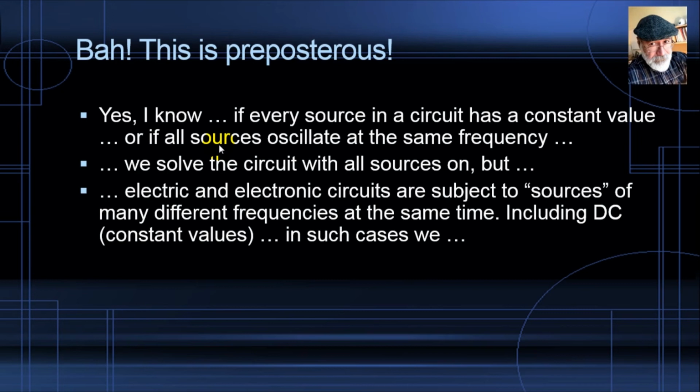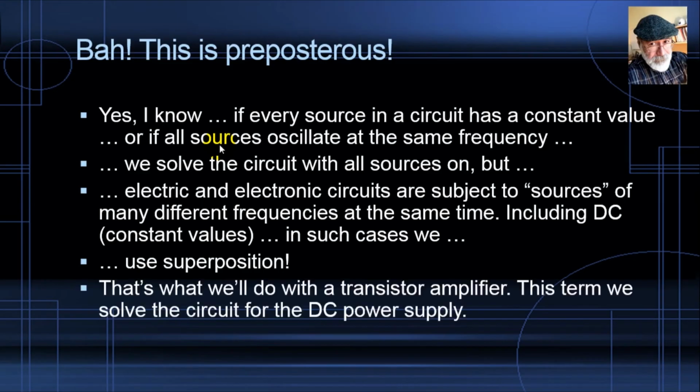However, electric and electronic circuits are subject to sources of many different frequencies at the same time, including DC sources. In such a case, which is very realistic, we cannot solve the circuit with all the sources simultaneously. We have to use superposition. In this term, we will deal with transistors, amplifiers in DC, only the biasing. And next term, we will worry with the signals, with the AC signals coming in from amplifiers, from camcorders, from whatever signal source we have.